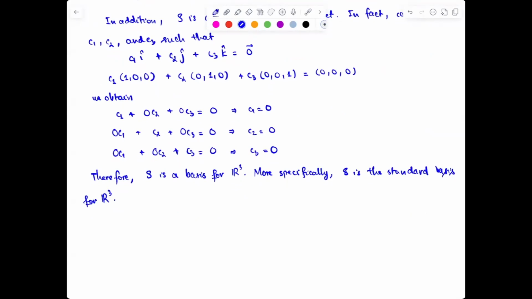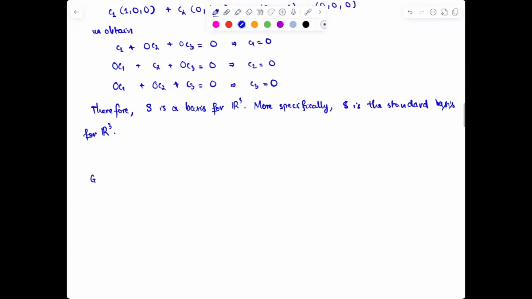You can play the same game for the case of S with four vectors. Let's say 1 0 0 0, right? 0 1 0 0, 0 0 1 0, and 0 0 0 1. Right? In that case, S is the standard basis for R4.